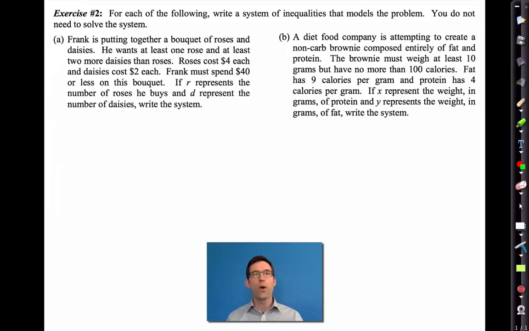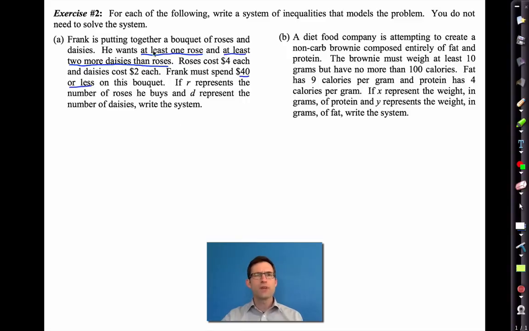Letter A, Frank is putting together a bouquet of roses and daisies. He wants at least one rose. That's important. Anytime you see things like at least, underline it. He wants at least one rose and at least two more daisies than roses. Roses cost $4 each. Daisies cost $2 each. Frank must spend $40 or less on this bouquet. If R represents the number of roses he buys and D represents the number of daisies, write the system.